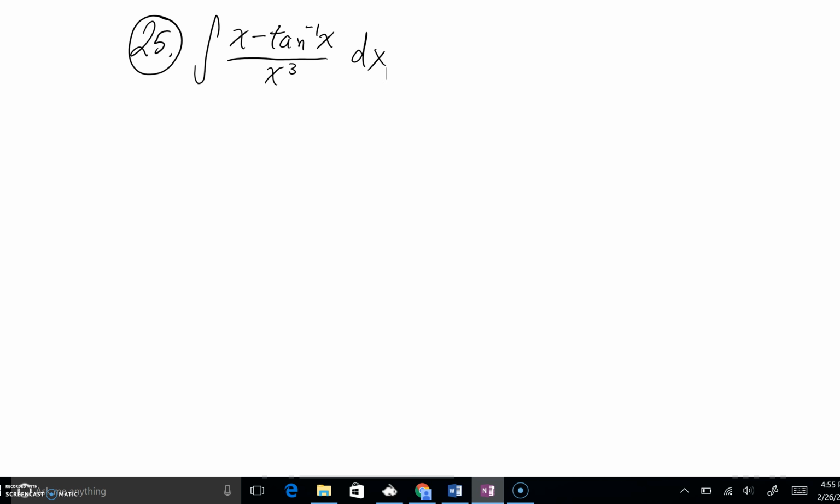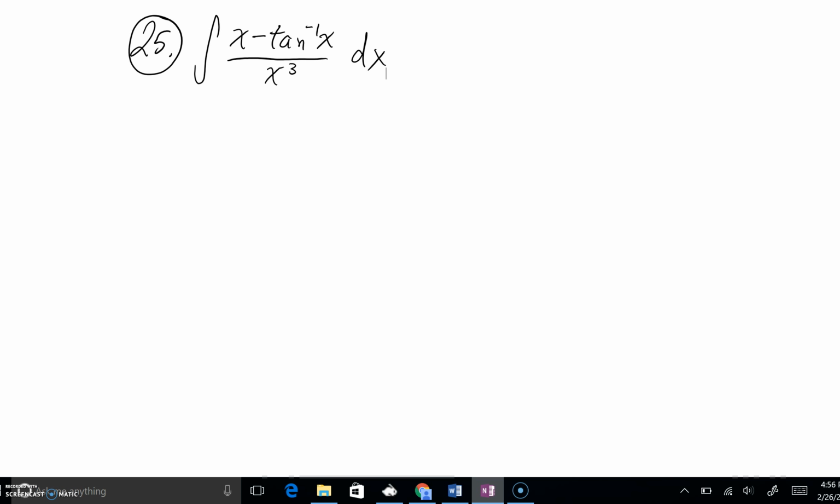For number 25, you're actually asked to work out this integral of x minus inverse tangent of x all over x to the third dx. It's important for you to note that no matter what method you try to work this integral out by hand, you wouldn't be successful. You could try to do integration by parts. You could use every method that we've covered so far in class, and you'd be frustrated for sure.